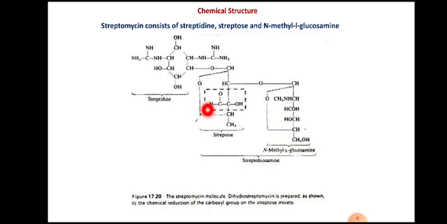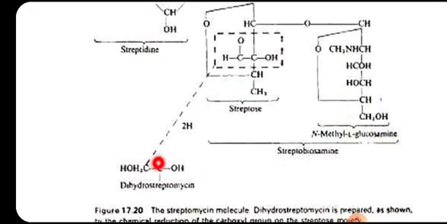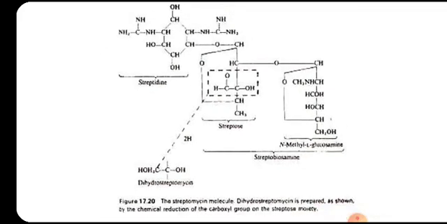Whereas in this region, if it is modified in the formation of dihydrostreptomycin, here we can see that this CHO group is substituted with hydrogen atoms and oxygen atoms. So that is called dihydrostreptomycin.